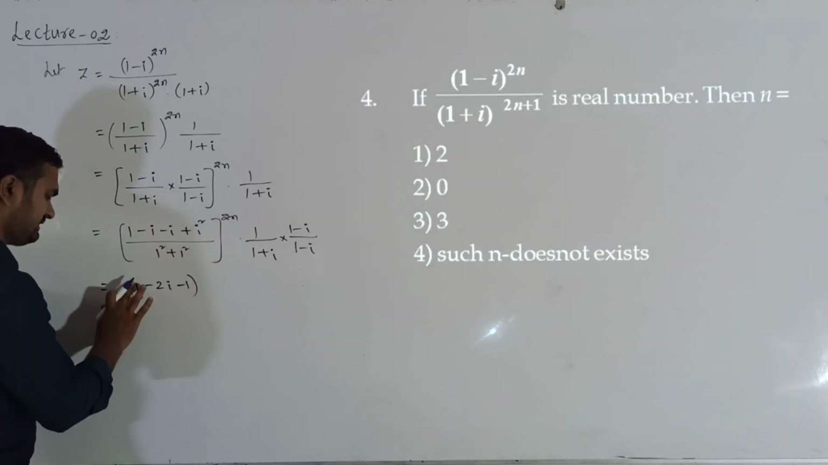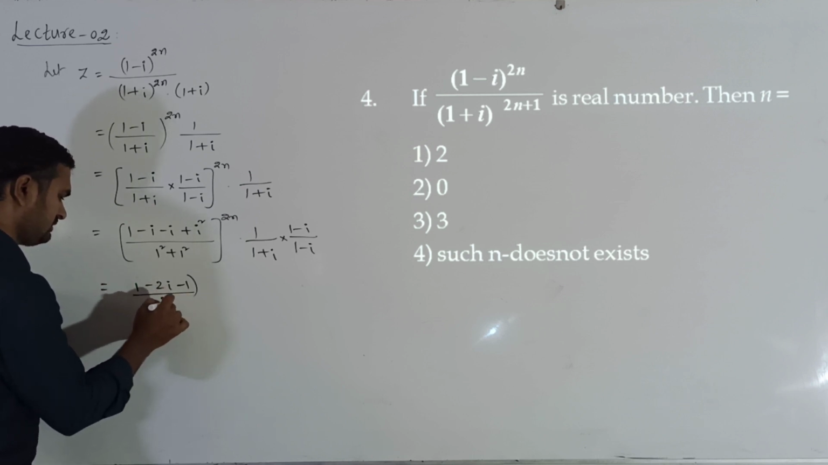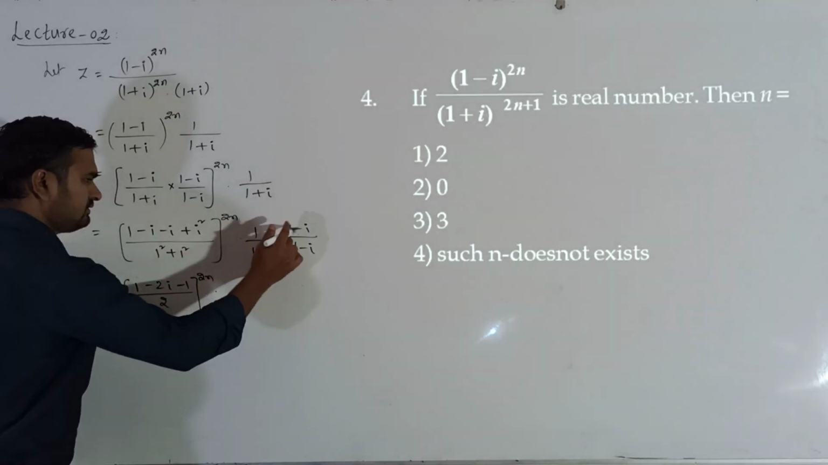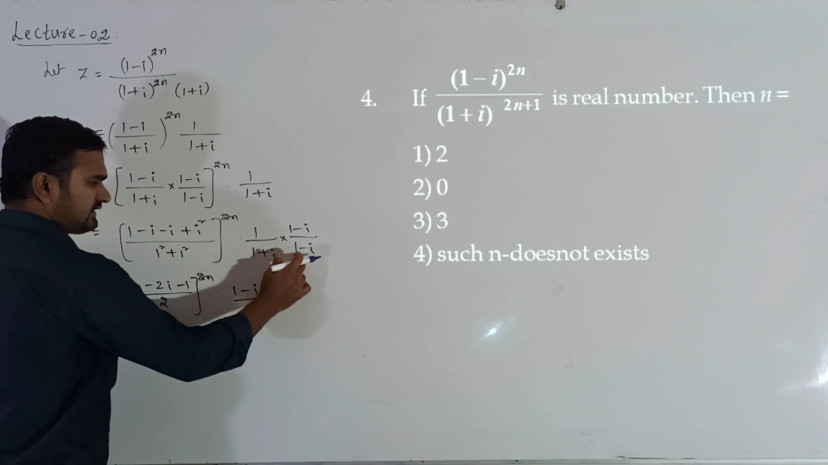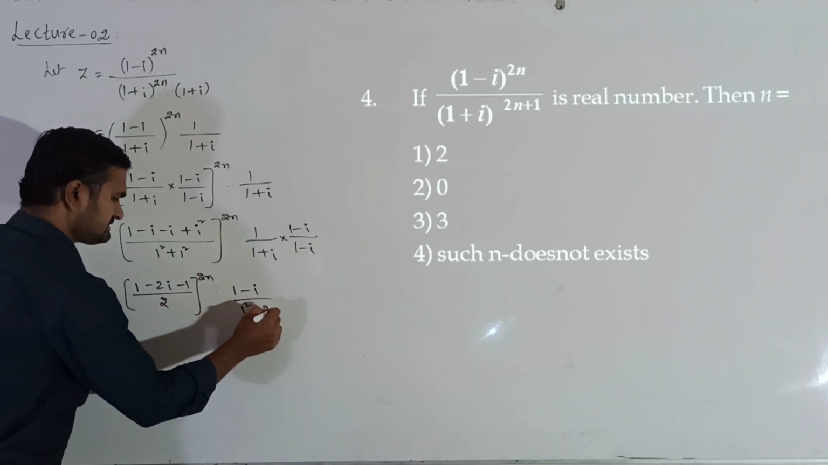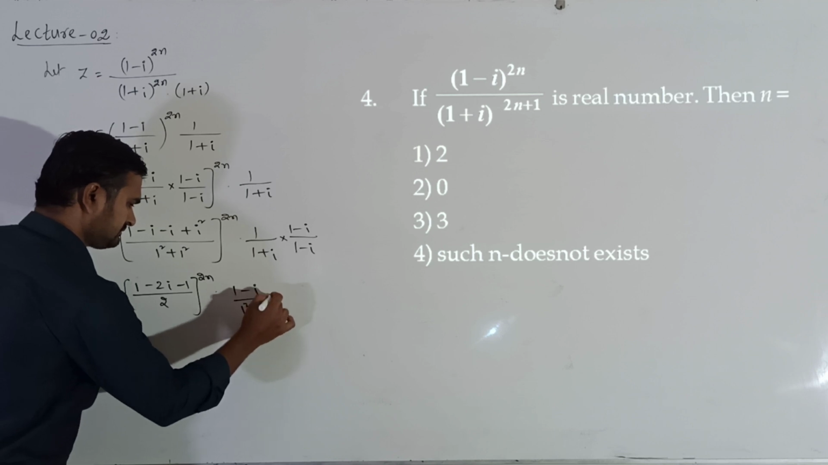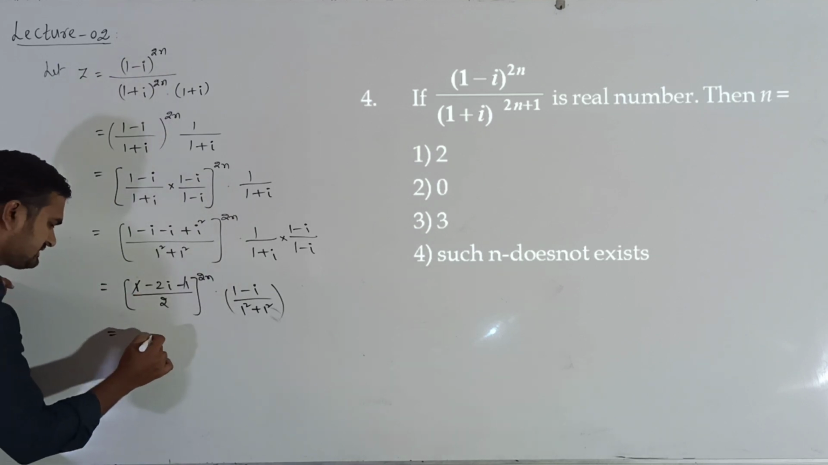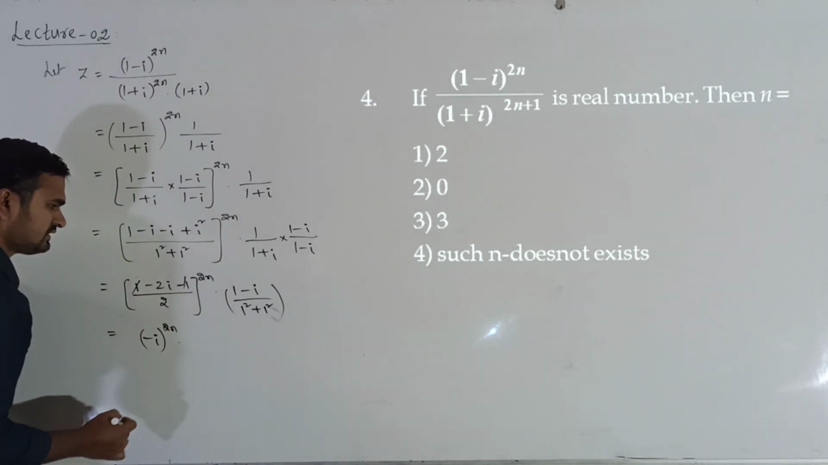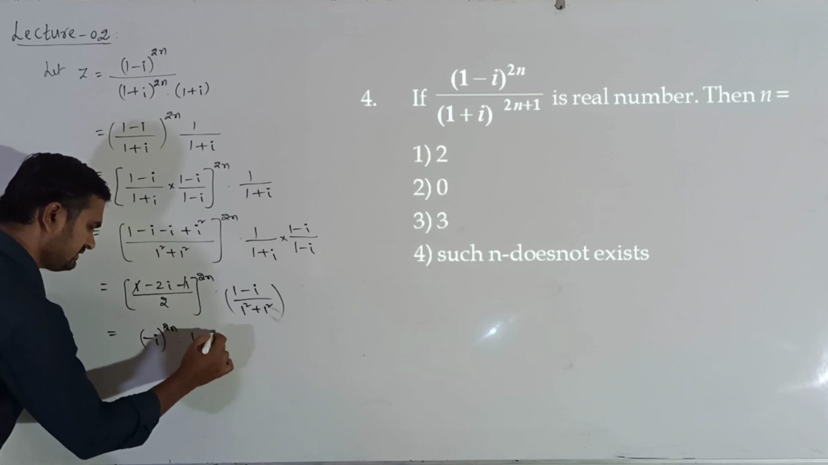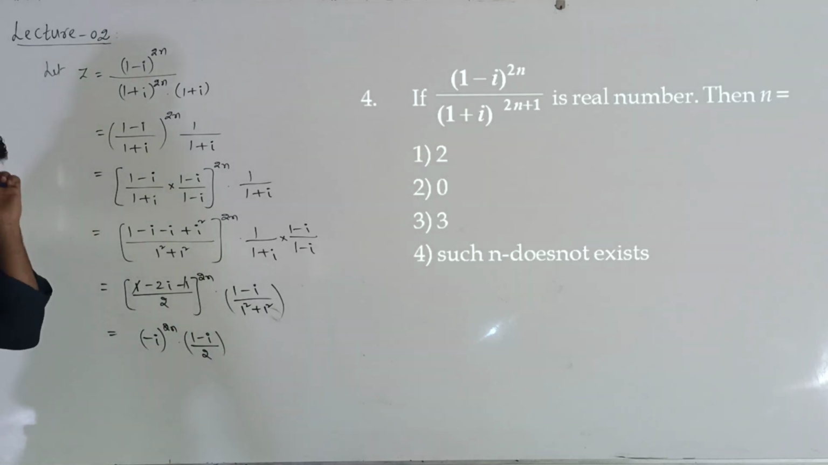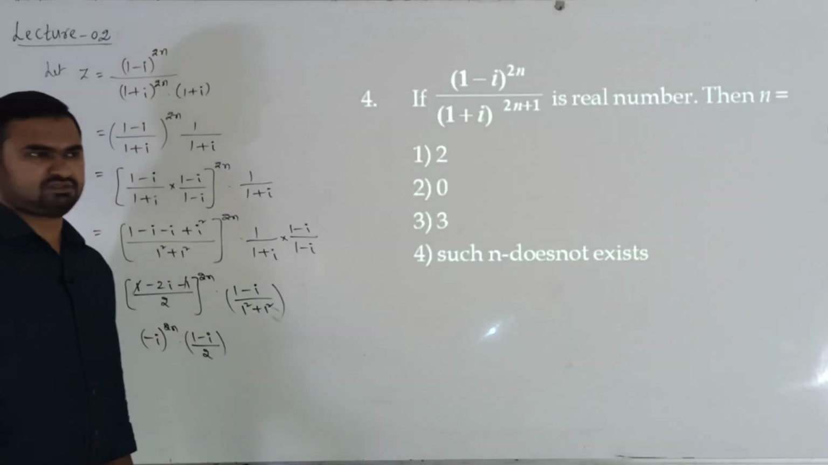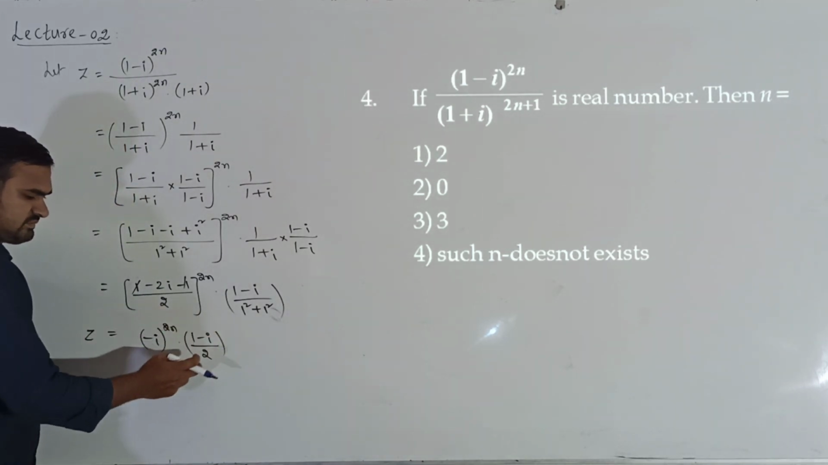divided by 2 whole to the power of 2n into 1 minus i divided by, again a minus ib into a plus ib, a square plus b square. So 1 will get cancelled here: minus 2i by 2, that is minus i, whole to the power of 2n into 1 minus i divided by 2. So this will be the simplified form of this given complex number. Now assume what should be the n value so that this will become a real number.